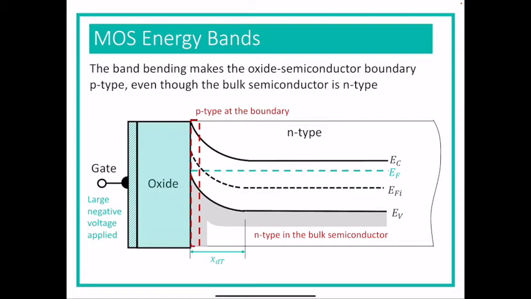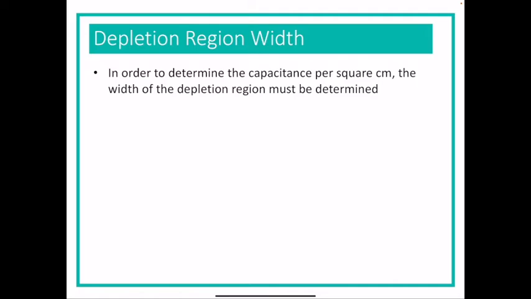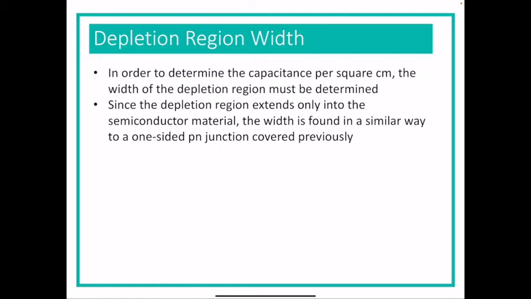So the thing that we need to know is how to find the width of that particular space charge region, because that's going to be used to find the capacitance per square centimeter. So we need to figure that out. And it only extends into the semiconductor material. It doesn't go into the oxide. So it's basically found the same way we did a one-sided PN junction just a couple lectures back.